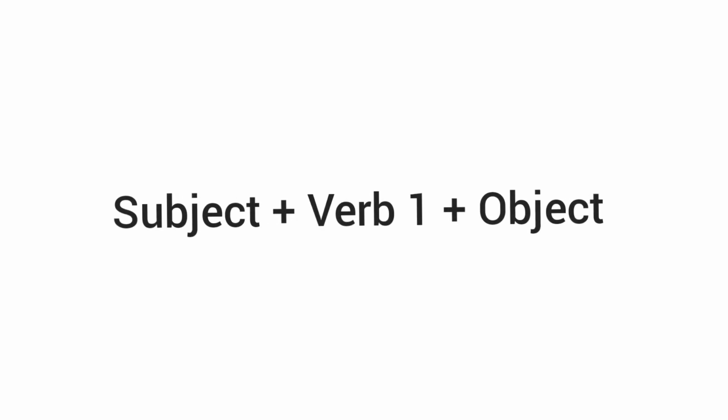And how will you form the simple present tense? There is a simple formula or sentence construction of simple present tense, that is subject V1 plus object, means subject, then first form of the verb, and then object. Okay, so the first form of the verb is also known as the base form of the verb. For example, the sentence like I go to college. Here, go is the base form of the verb or the first form of the verb.